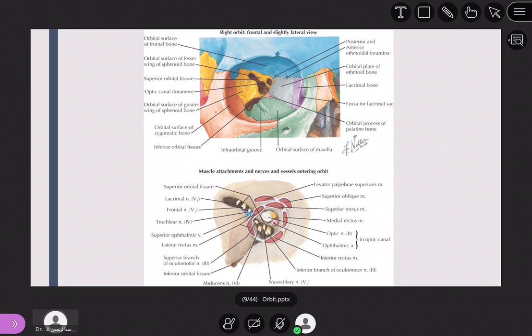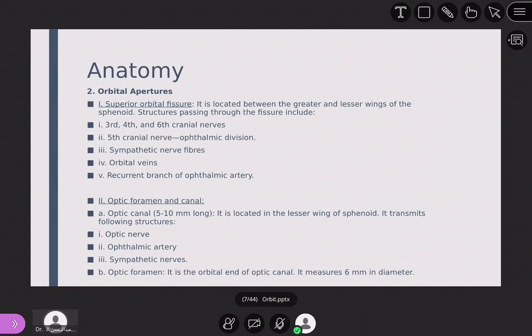This is just another photo. This is a very good photo. This is the optic foramen. We have the optic nerve and the ophthalmic artery, and then we have the superior orbital fissure here.